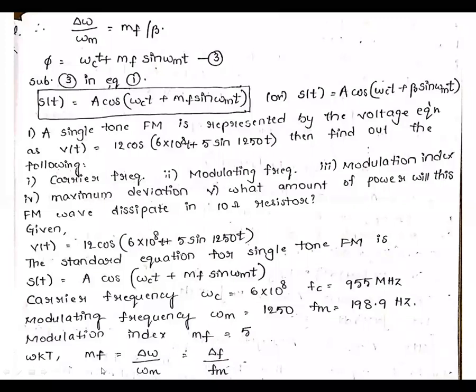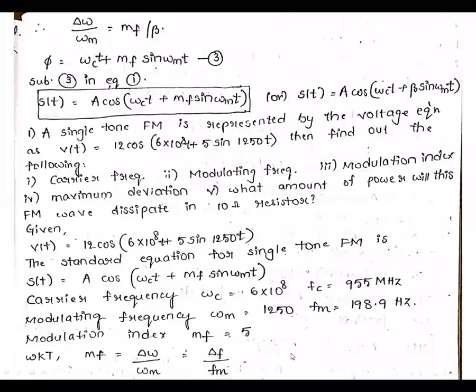Now del f is equal to, so the beta value is equal to del f by fm. Del f by fm is the beta. Del f is the maximum frequency deviation. The maximum frequency deviation is defined as the maximum deviation of the frequency from the carrier frequency. So del f by fm is beta. Now what is del f? That is the maximum deviation. Del f is equal to beta into fm.